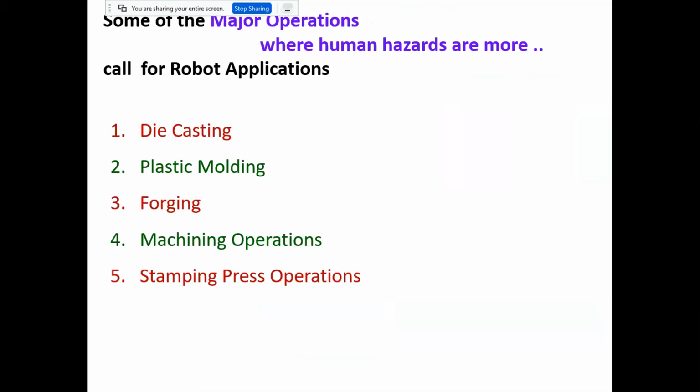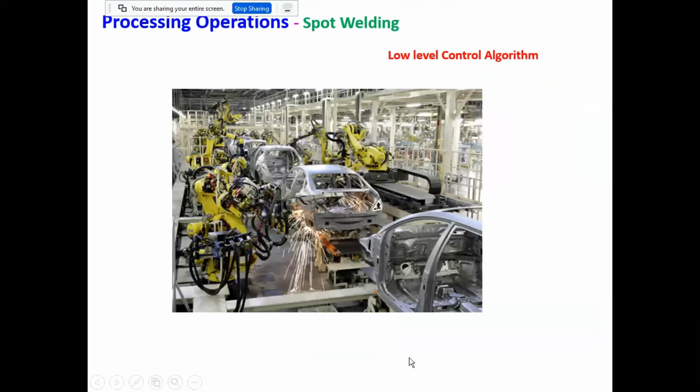Now you'll see some of the major applications where human hazards are more and call for robot application: die casting, plastic molding, forging, machining operation, stamping. Then you will see some of the process applications. Spot welding is a very prominent application where industrial robots are used. Here spot welding means the robot will move up and move down and make the spot weld. It is a low level control. There is synchronization between the moving car and the robot movement up and down. That is spot welding.